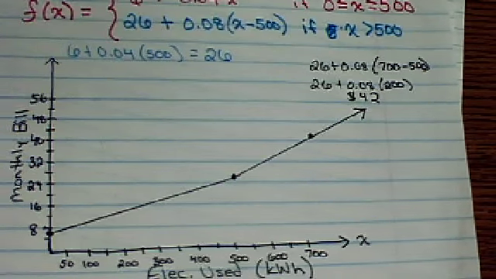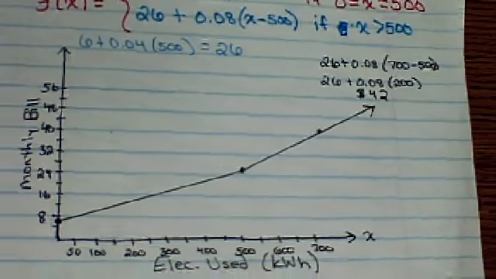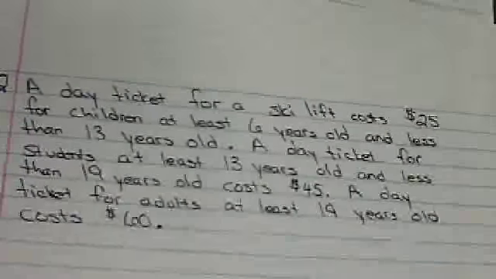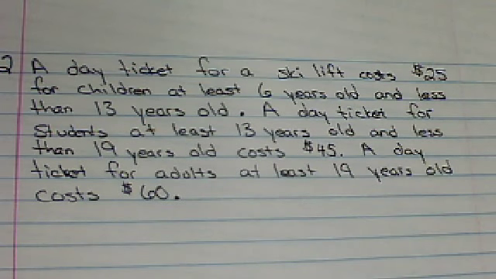Now let's try writing another piecewise function. In this piecewise function, I have a day ticket for a ski lift, costs $25 for children at least 6 years old and less than 13 years old. A day ticket for students at least 13 and under 19 is $45, and a day ticket for adults at least 19 costs $60.